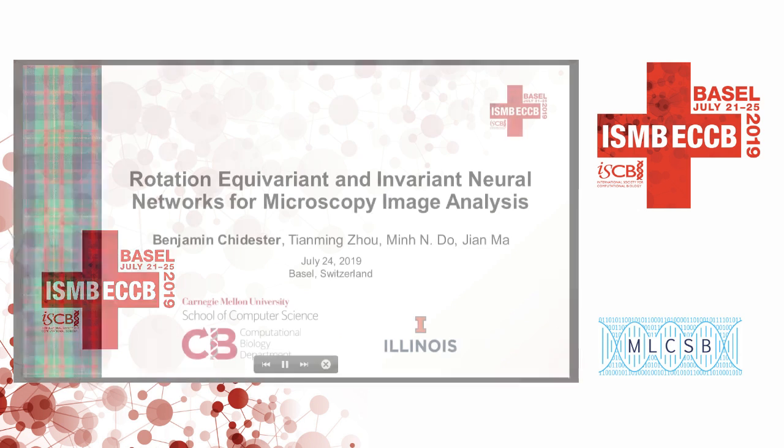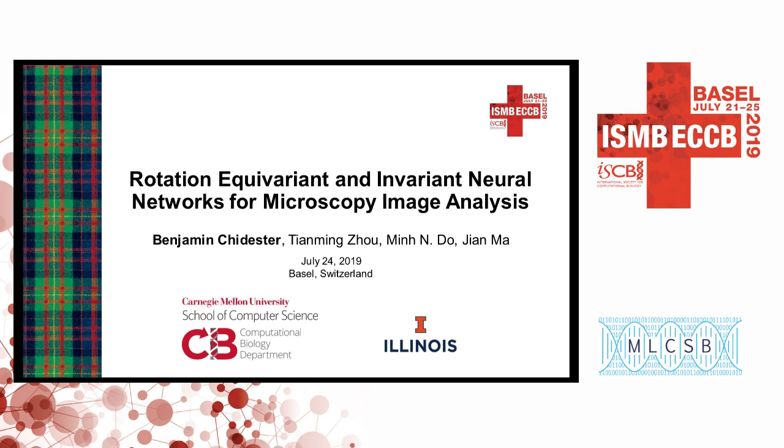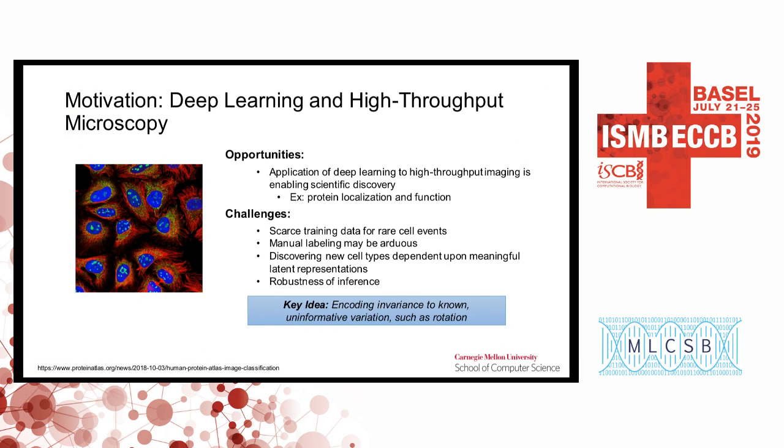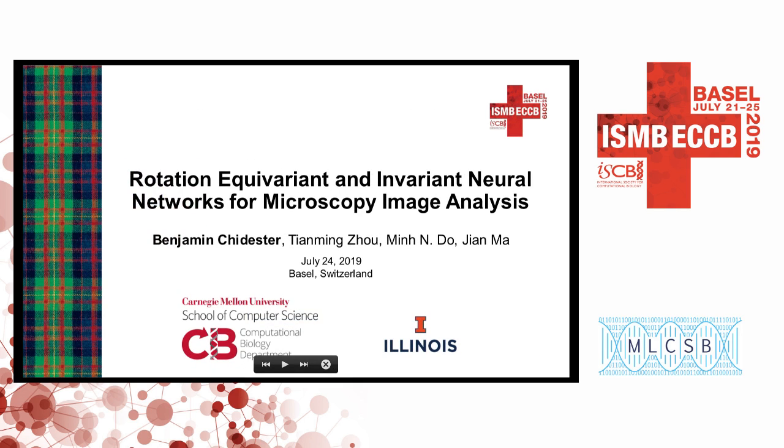Is the microphone on? Okay, good afternoon, everyone. My name is Ben Chidester. As mentioned, I'm from CMU. And today I'm going to be presenting our work on designing neural networks for microscopy image analysis, in which we considered two properties, equivariance and invariance to rotations. So I'm going to explain in this talk how we achieve those properties and also our assessment of their merit in this context. This is joint work with Tianming Zhou and Jian Ma from our department at CMU, and also Min Do from the University of Illinois.